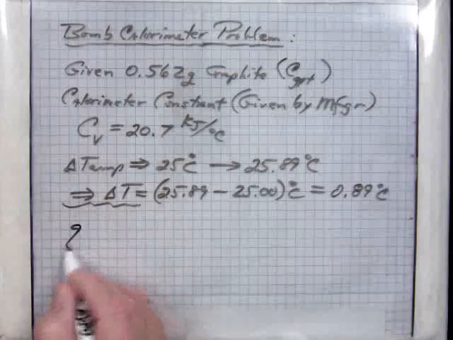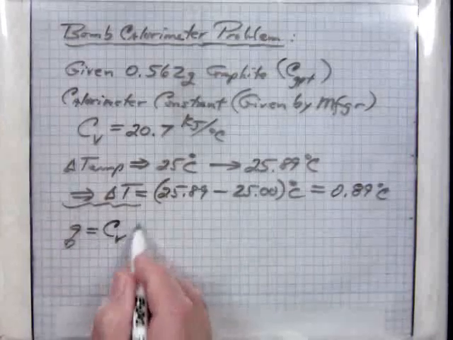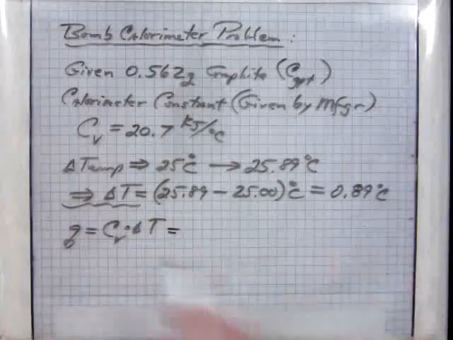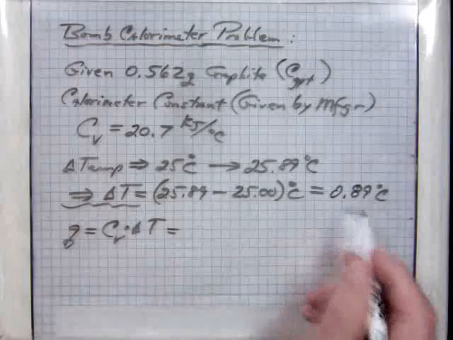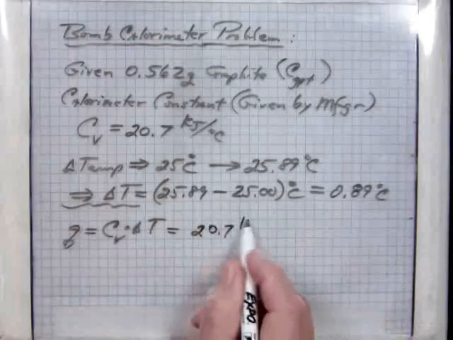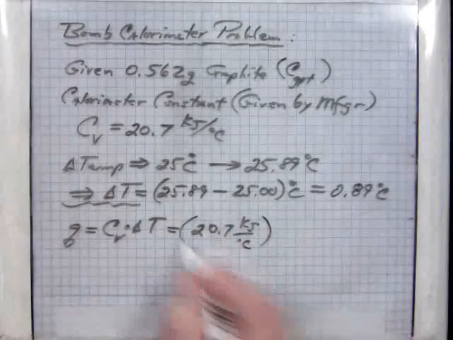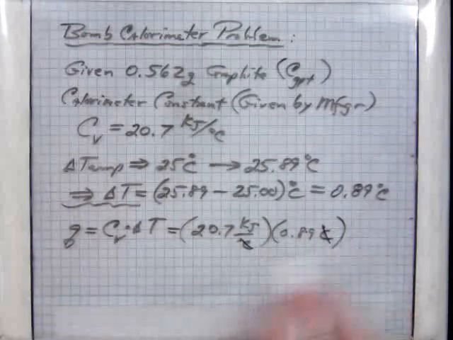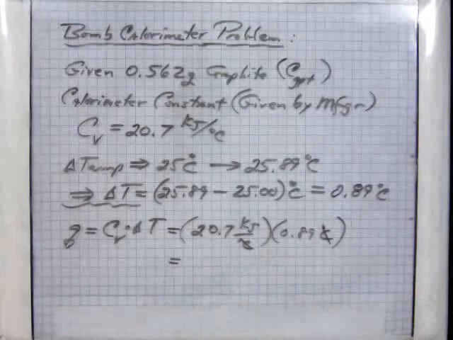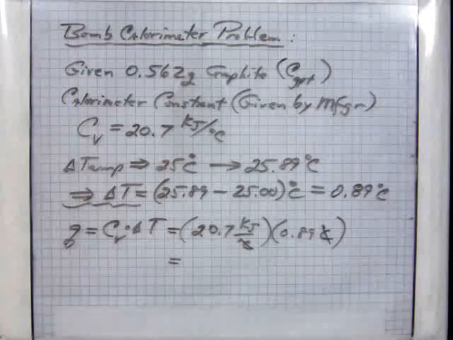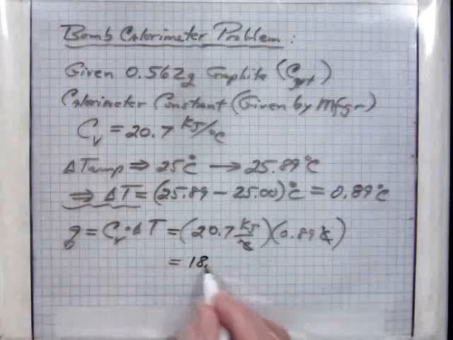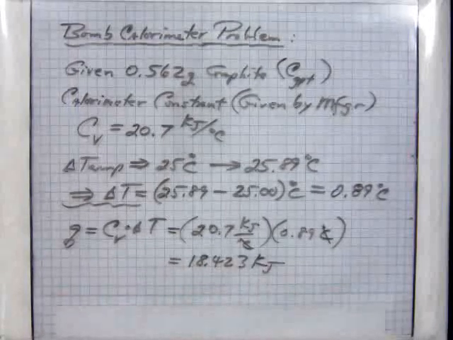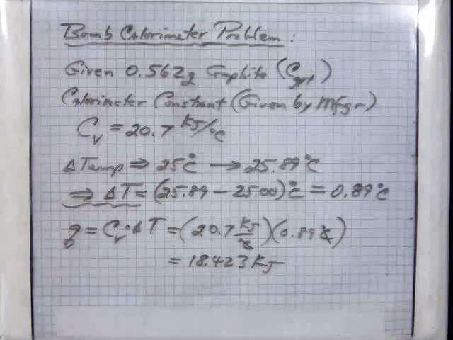Okay, so Q for the calorimeter is C sub V delta T. Not very difficult. And so what this gives us is the calorimeter constant times the change in temperature, 20.7 kilojoules per degree Celsius, times 0.89 degrees Celsius, pretty straight. That cancels and cancels, and so we're left with 18.423 kilojoules is the energy transferred into the water. Okay, that's the amount of energy.